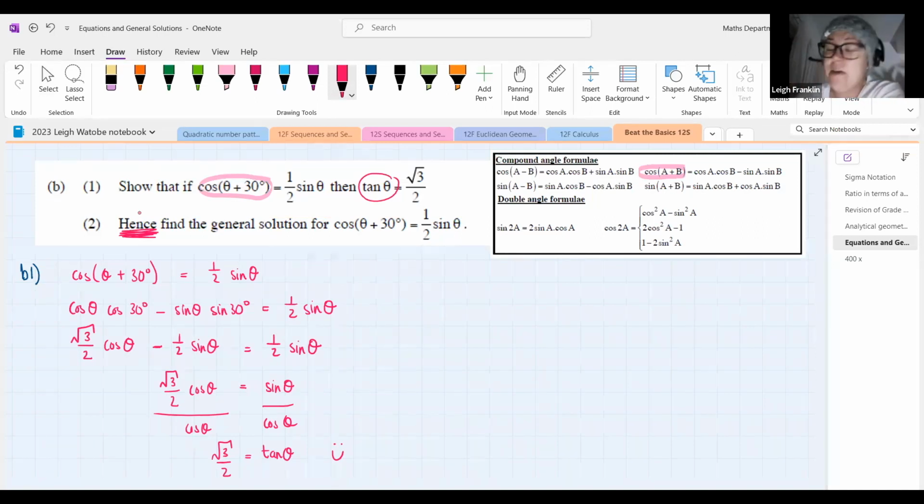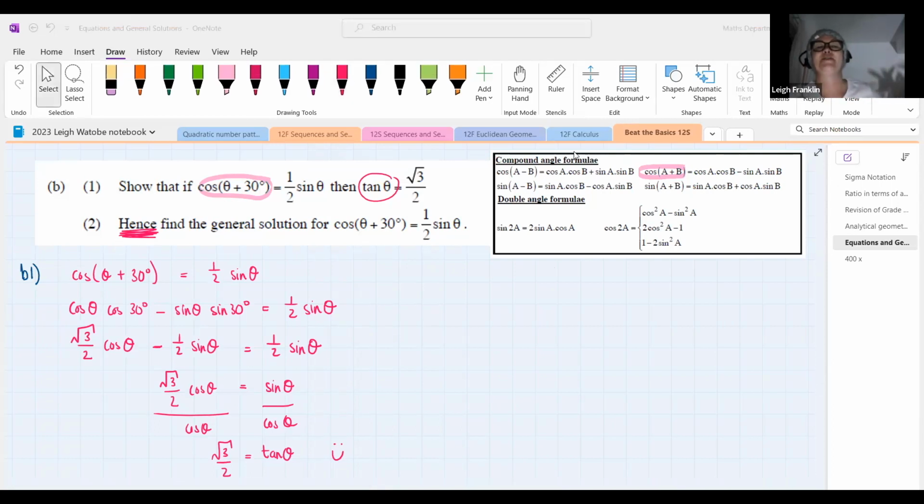So if they use the word hence, it means we have to use what we did in B1. We can't go and do something else. If it says hence or otherwise, then we can do something else. But if it says hence, we have to use what we did in B1, or they are not going to give us any marks.